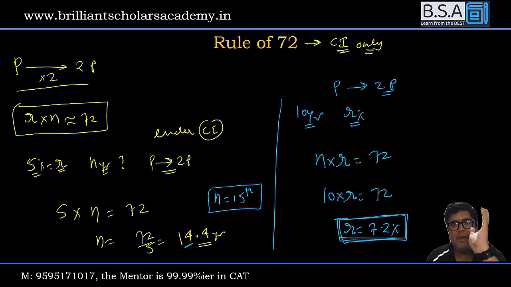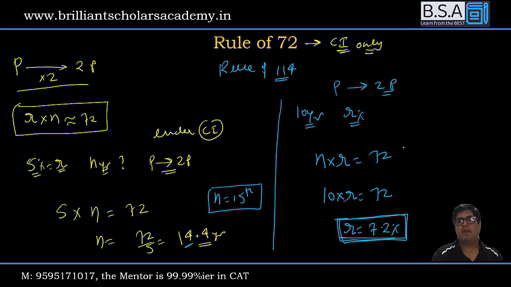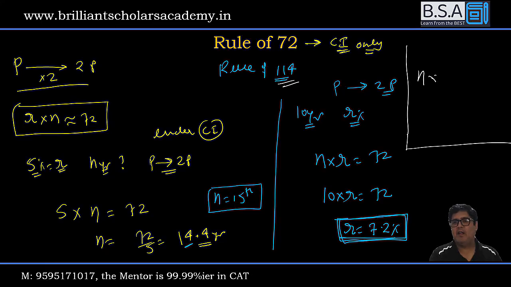There's a formula for triple as well, but I have never come across it in mocks or in the CAT paper so far. Maybe you'll come across this. That is called the rule of 114. This will again be new for most of you, and probably for 90% of the mentors in the market as well. So don't ask your other mentors, don't torture them. If n into r is closest to 114, your principal is getting tripled.